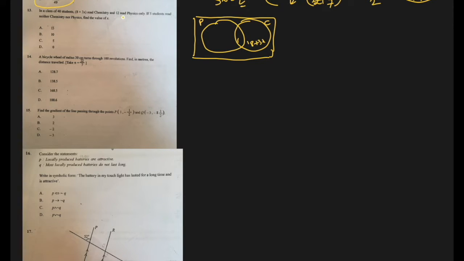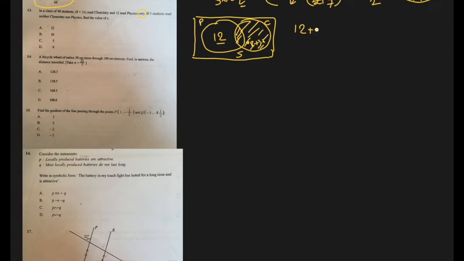And 12 read physics only. The word here is only. There was no only with chemistry. So chemistry included this area. That means this whole thing was 8 plus 3x. But 12 read physics only this part. Okay. So that is perfect. There is nothing common between the two. And 5 students read neither chemistry nor physics. That means 5 outside. So nothing is common. We can just add them.